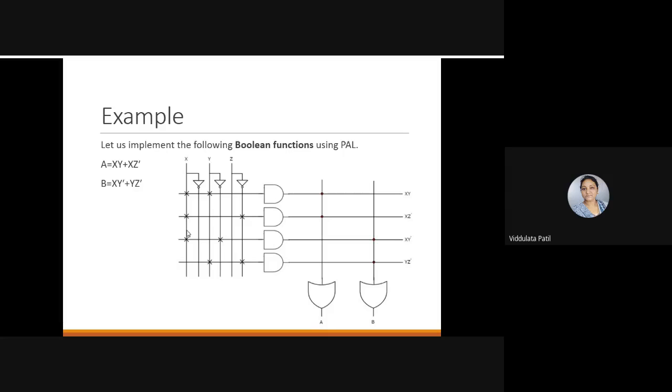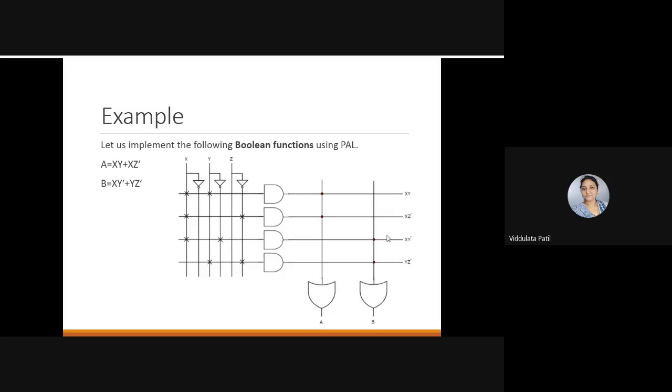Okay. So in that way you can do the connections, and then for a to be available at the output of this OR gate, there should be a fixed connection between these lines. So this a, xy and xz bar, will be connected to the OR gate. These connections are fixed. Once you connect it, it will remain intact. You cannot change it. But here you can program it, and if you want to change this function, you can do it using a different program.